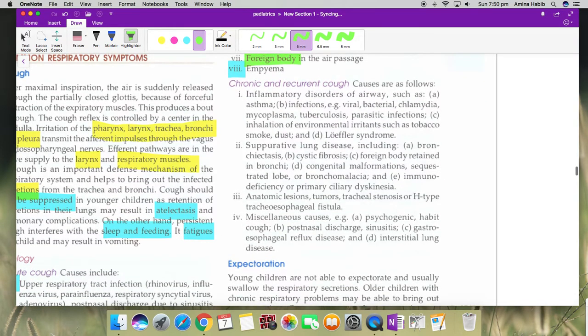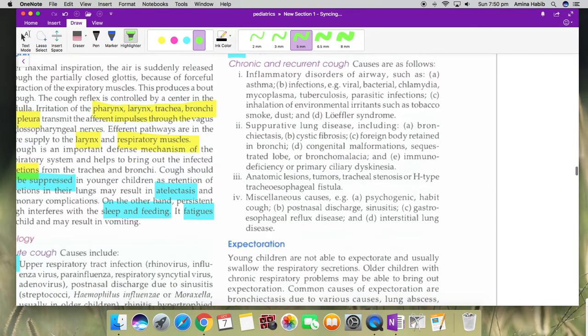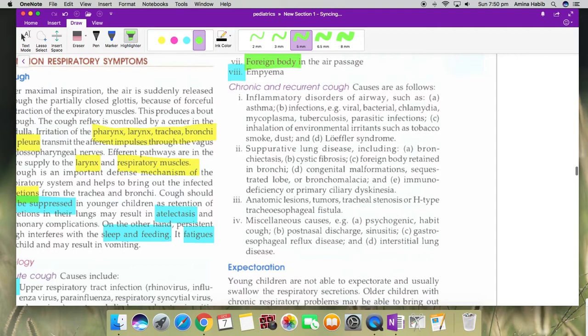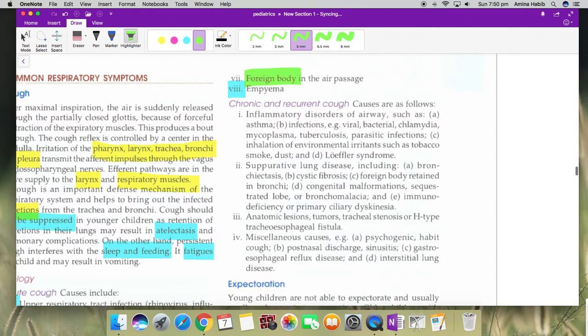Now coming to chronic and recurrent cough. In this what you have to remember is I. There are 4 I's in this, 4 times the letter I will come. The first I is inflammation. Second I is infection. It's not given here, but in the newer version it's given differently, systematically. So inflammation, second I infection, third I irritants, and fourth I suppuration.